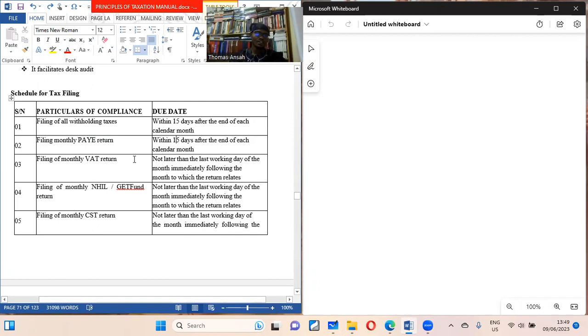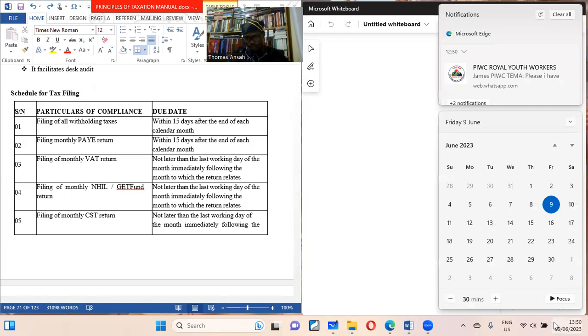All right, what about VAT? VAT is the last working day. People say at the end of the month, but please take note. The law says not later than what? The last working day of the month. So May VAT should be filed by the last working day. What is the last working day in June? Let's find out. Take a look at the calendar pop up here. So the last working day in June is 30th June.